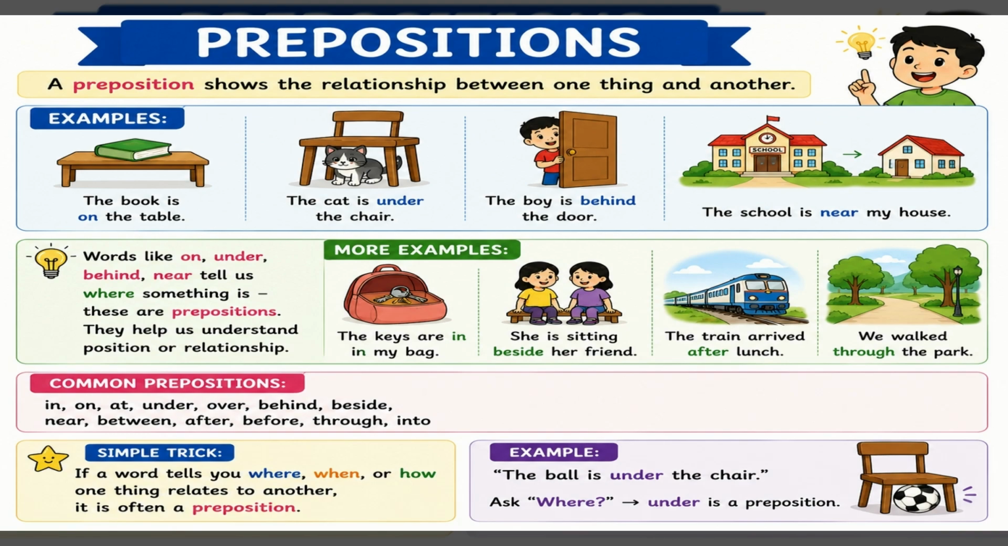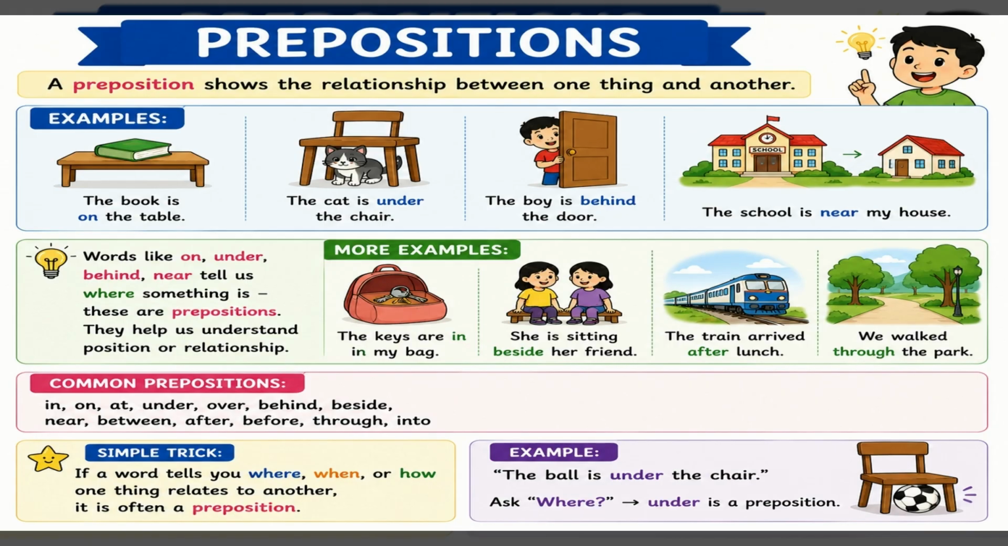Here's a simple trick to identify a preposition. Ask yourself, does this word tell me where, when, or how one thing is related to another? If it does, it may be a preposition.